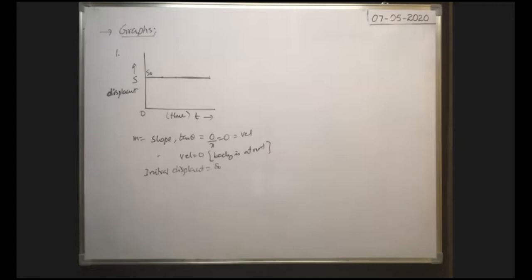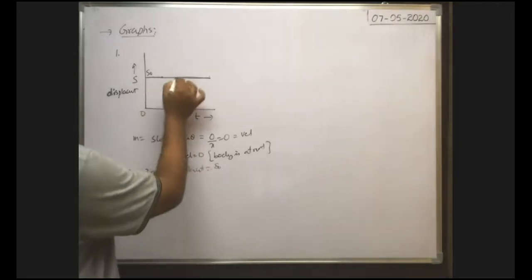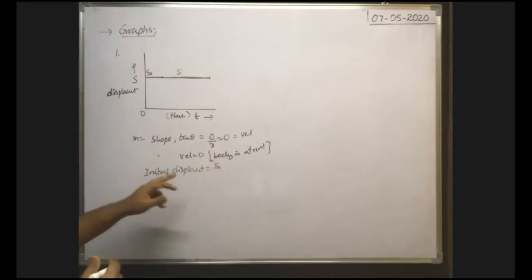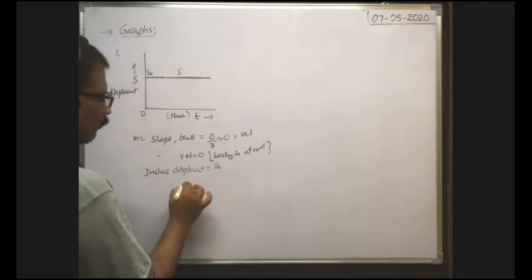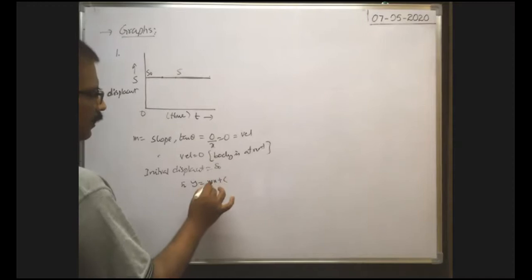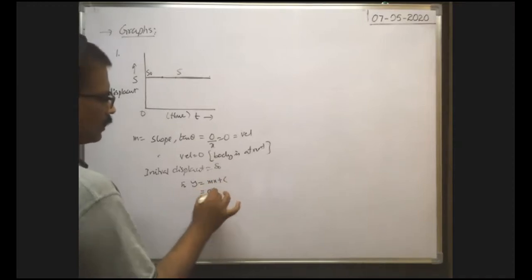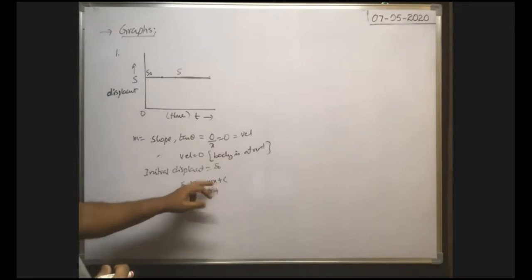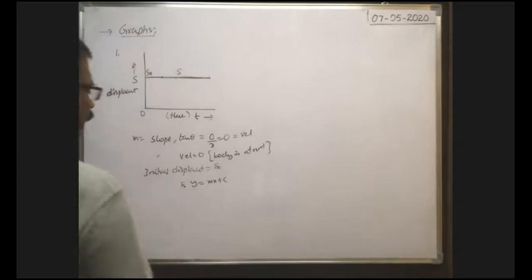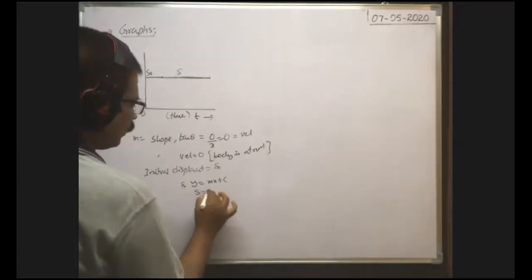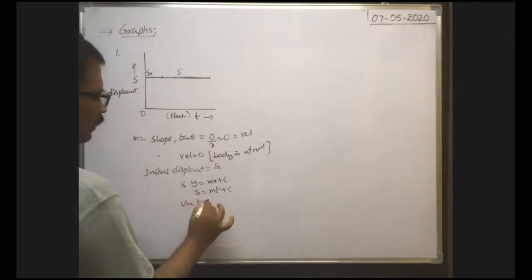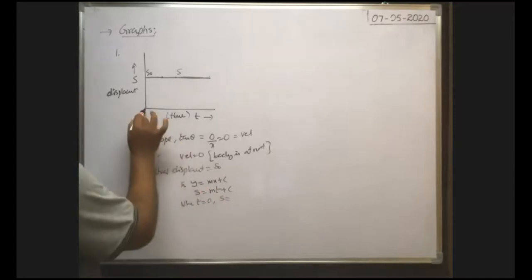The equation is y equal to some constant. That means s is equal to some constant. s is equal to s naught is the straight line equation, no? Because y is equal to mx plus c. Here the slope is 0, that's why this term becomes 0. When x is equal to 0, what about y? Here x means time and y means s. So s is equal to m into t plus c, it is the general formula. When t is equal to 0, what about displacement? When t is equal to 0, s is equal to s naught.